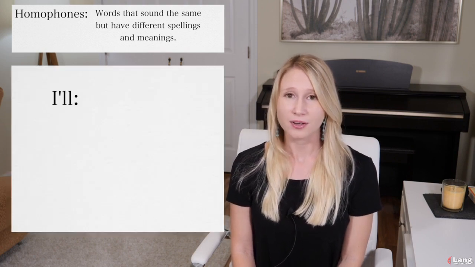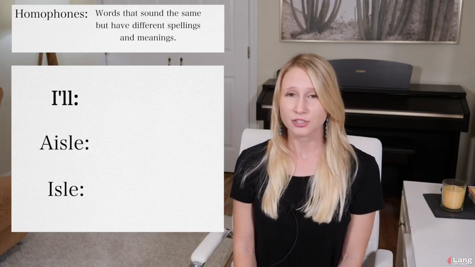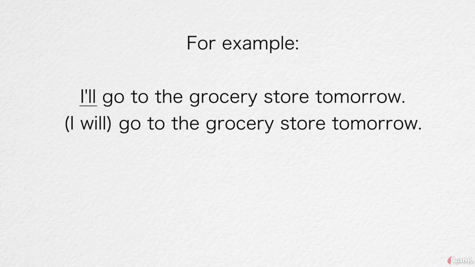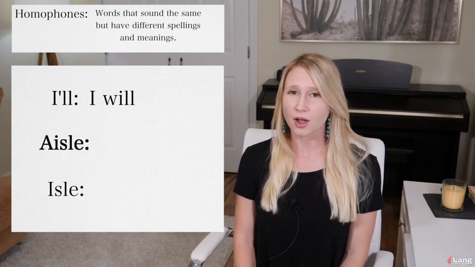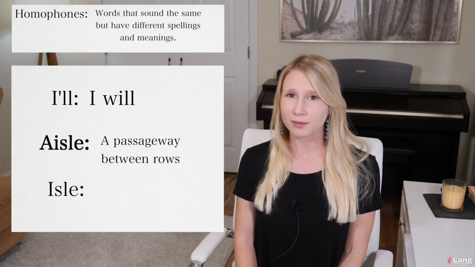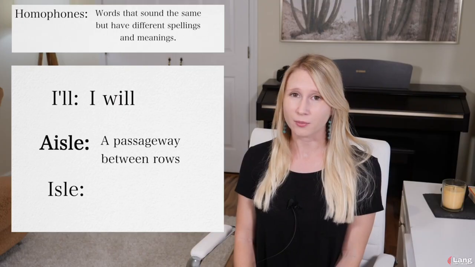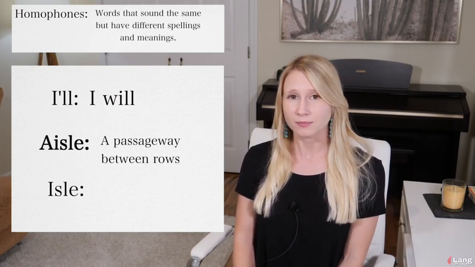The next homophones I want to talk about are I'll and aisle. I'll is a contraction and it combines the words I will. For example, I'll go to the grocery store tomorrow. We used the word aisle in our conversation about weddings. An aisle is a passageway between rows. The bride, usually with her father, will walk down the aisle towards the altar at a wedding.